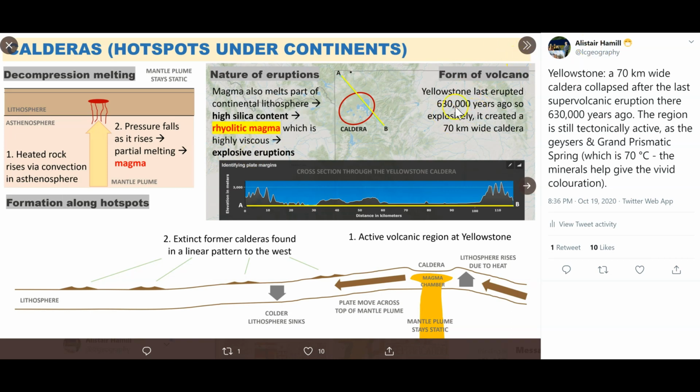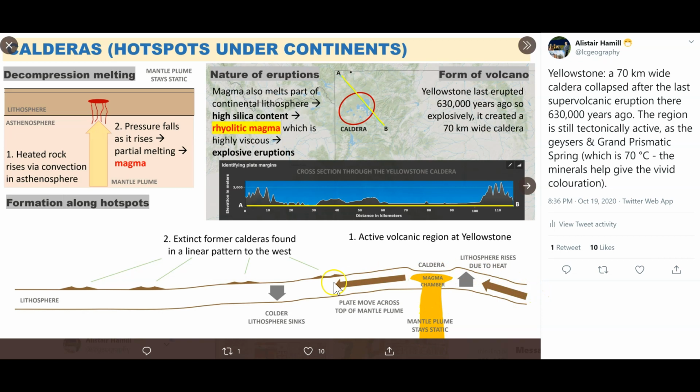It last erupted 630,000 years ago, producing a supervolcano eruption which created this 70-kilometer wide caldera. So there's the caldera here, and this is the line from A to B, showing you the height of the land, the elevation. And you can see that caldera in there is absolutely massive in size. So here is what's been going on. There's this static hotspot, the mantle plume.